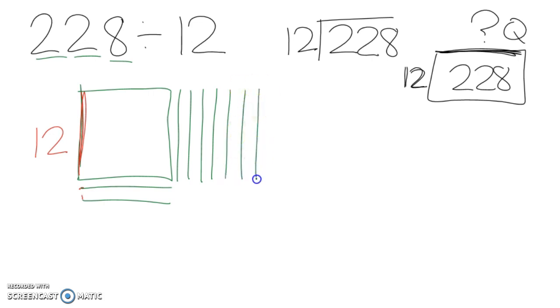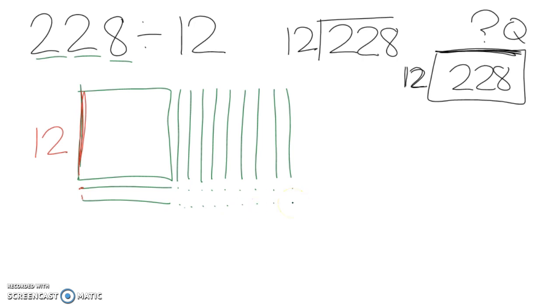Let's see if this will work. 200, 1, 2, 3, 4, 5, 6, 7, 8, 9, 10, 11, 12, 13, 14, 15, 16. Nope, that's 216. So that means I need more. 220 or 210. Let's try again. 11, 12, 13, 14, 15, 16, 17, 18, 19, 20, 21, 22, 23, 24, 25, 26, 27, 28. Now I have 228. My rectangle is complete.